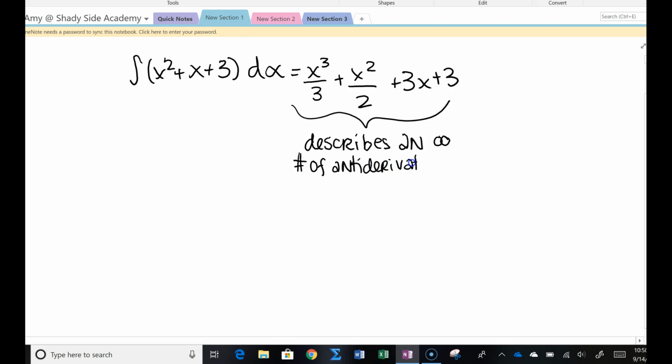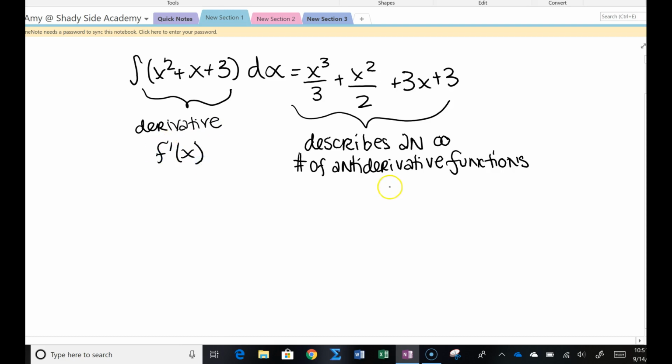To be really clear for a second, if I were to use my function notation, when we are taking the indefinite integral of something, this integrand is the derivative. That's the derivative. And what we are finding is f of x. We're finding the family of functions f of x. So this is nothing new here.